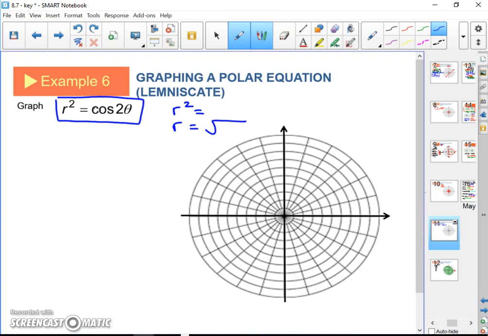And so, in order to graph this, I would maybe isolate the r. You take the square root of both sides. You're going to end up with r equals plus or minus the square root of cosine 2 theta.